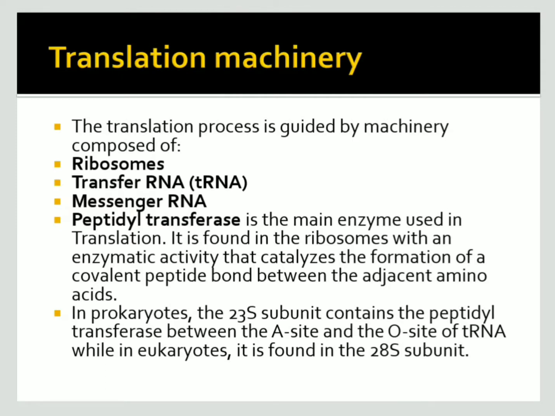This is the main enzyme used in translation. It is found in the ribosomes, with an enzymatic activity that catalyzes the formation of a peptide bond between the amino acids. In prokaryotes, the 23S subunit contains the peptidyl transferase between the A site and the P site of the tRNA, while in eukaryotes it is found in the 28S subunit. So different subunits are present in the ribosomes, and based on that, this enzyme helps in the peptide bond formation between the adjacent amino acids. So these are the translation machinery.